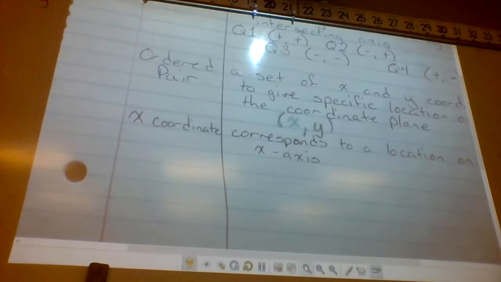Corresponds means it's related to a location on the x-axis. So the x coordinate tells you how far to move on the x-axis. Positive means to the right, negative means to the left, and how far away from zero. Okay?